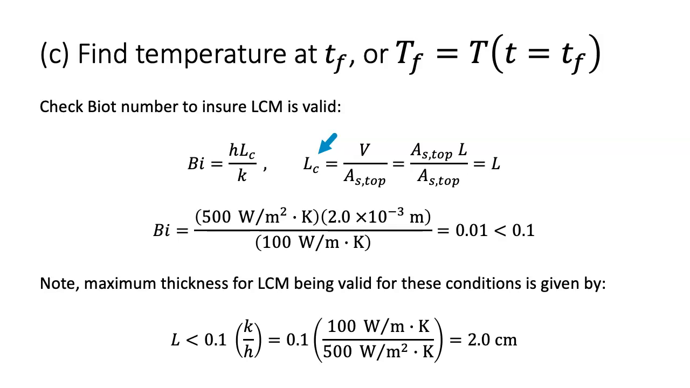For our coin with convection only on one side, we get that this is equal to the coin thickness. Plugging in values, we get a Biot number of 0.01, which is an order of magnitude below 0.1. Thus, using the lumped capacitance method has been shown to be valid.